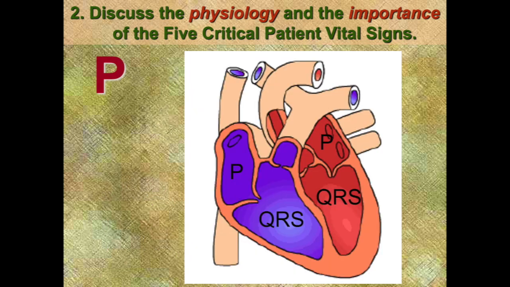So know what the P and what the QRS are doing. Remember, from the atria to the ventricles, know what wave is created there. It's going to be important for you.